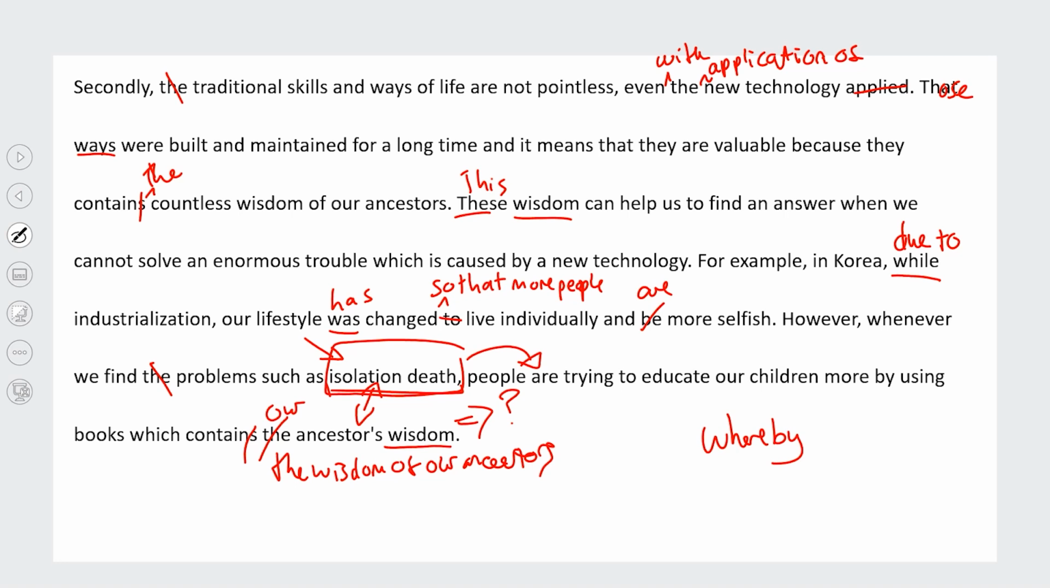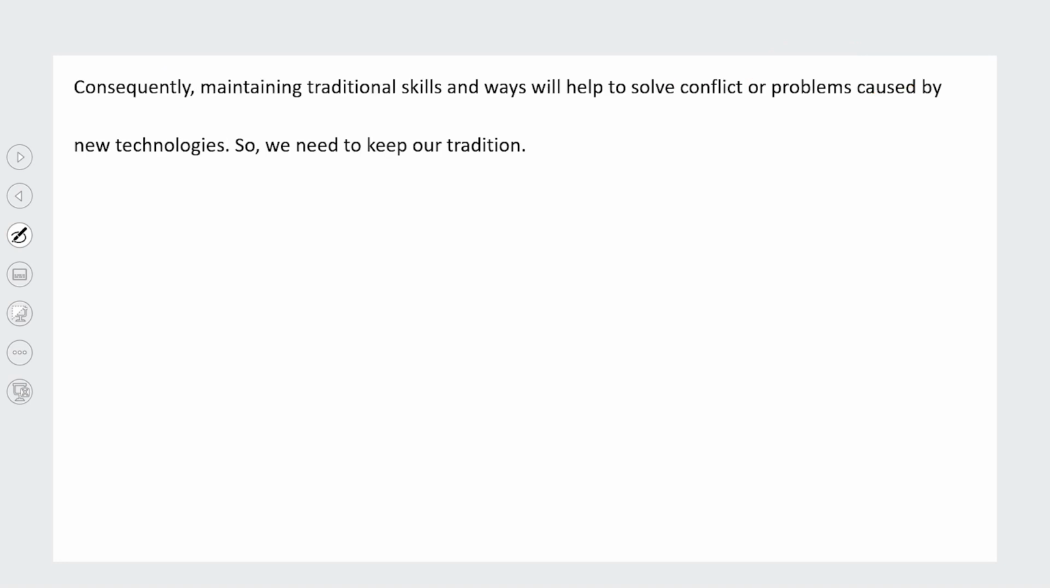So towards the end of this, in this example, they just need to be more specific and explain it for a non-specialist, non-Korean audience, who are the people who are going to be reading it. Okay, so we look at the conclusion. Consequently, maintaining traditional skills and ways will help to solve conflict or problems caused by new technologies. So we need to keep our traditions.